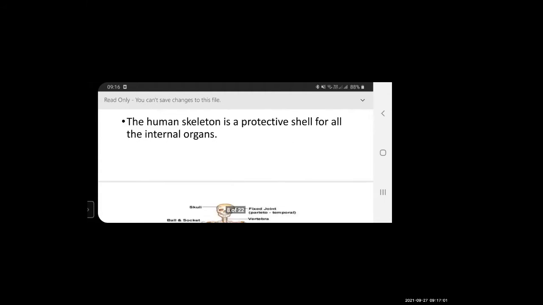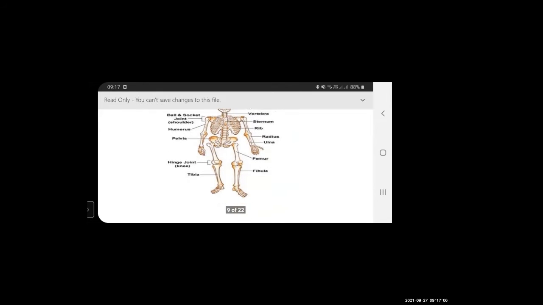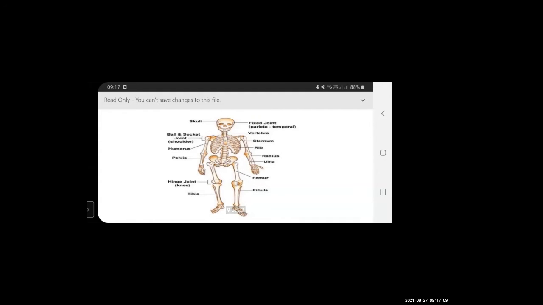Now, you can see in this picture. Children, the skull is the head part. Then we have the parietal and temporal bones, which form a fixed joint. Then we have the ball and socket joint, which is the shoulder joint. Then the neck part is called the vertebra. Below that, the arm bone is called the humerus. Then on the left-hand side we have the sternum. Then you have ribs. The chest part is called the rib cage.